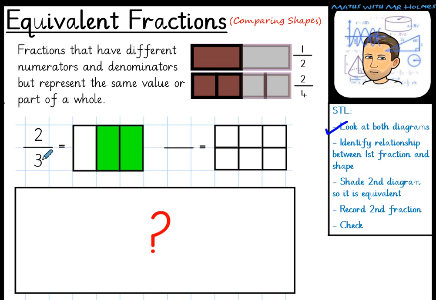We have 2/3, 2 out of 3 equal pieces. As we can see, we have 2 shaded out of 1, 2, 3 pieces. We want to shade in the second diagram so it is equivalent. You can see these 2 pieces are shaded in, so to make them the same, we need to shade in the right side of this shape here.